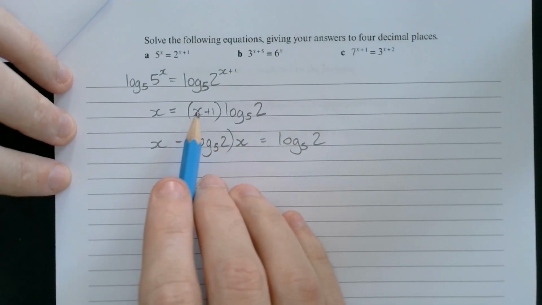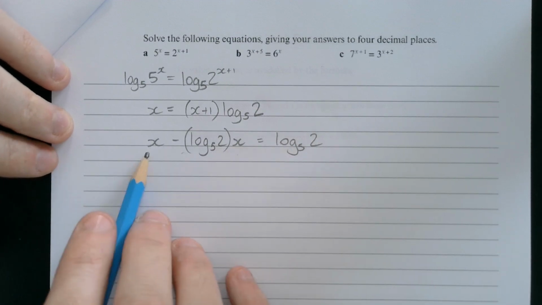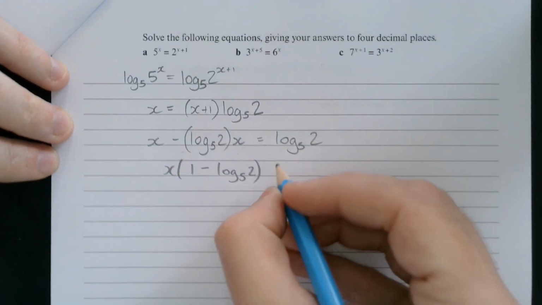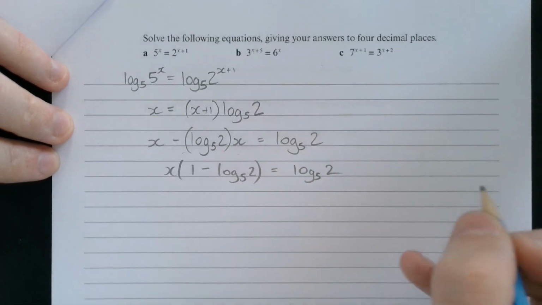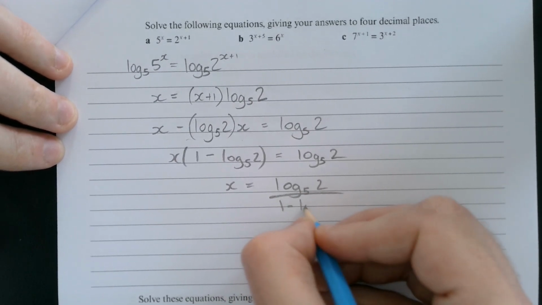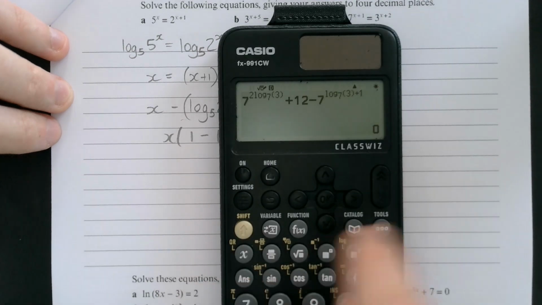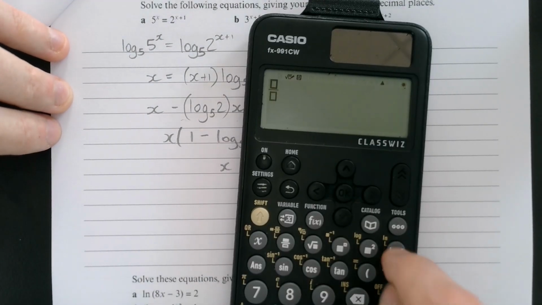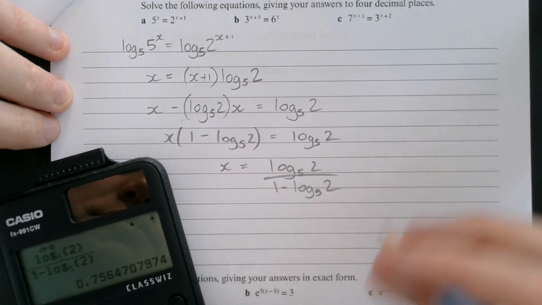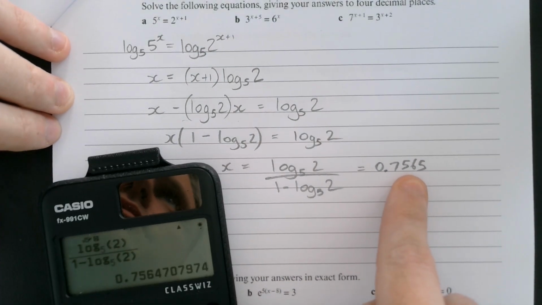Done two things there in one. I've expanded it, so x times that and 1 times that, and I'll put the x on this side. Factorise out the x, and then divide. So that's the exact answer. It said to 4 decimal places. So 0.7565.